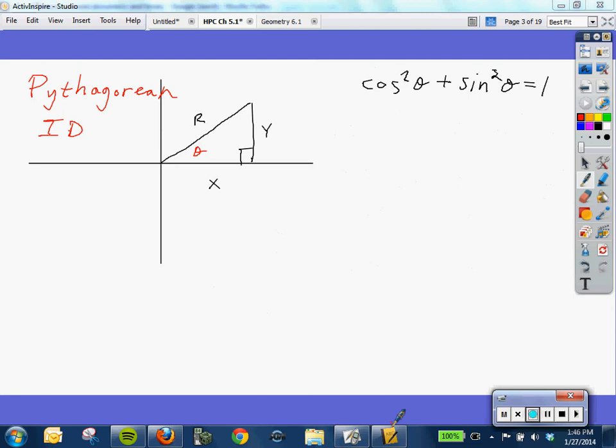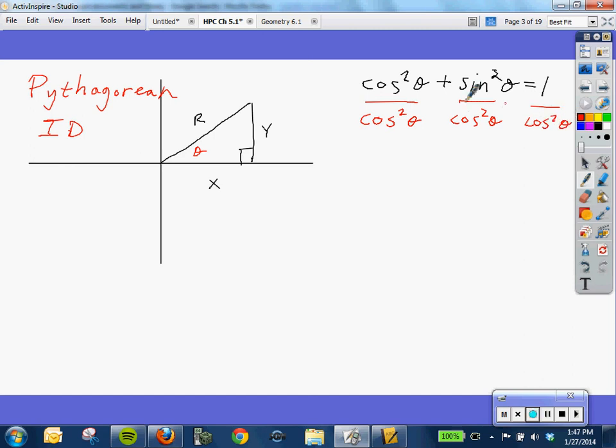So there's two other Pythagorean identities. And you can find those two other Pythagorean identities just by taking this Pythagorean identity and dividing by cosine squared, and then the other time you'll divide by sine squared. I'm going to show you both of them. So one of them we could divide by cosine squared.